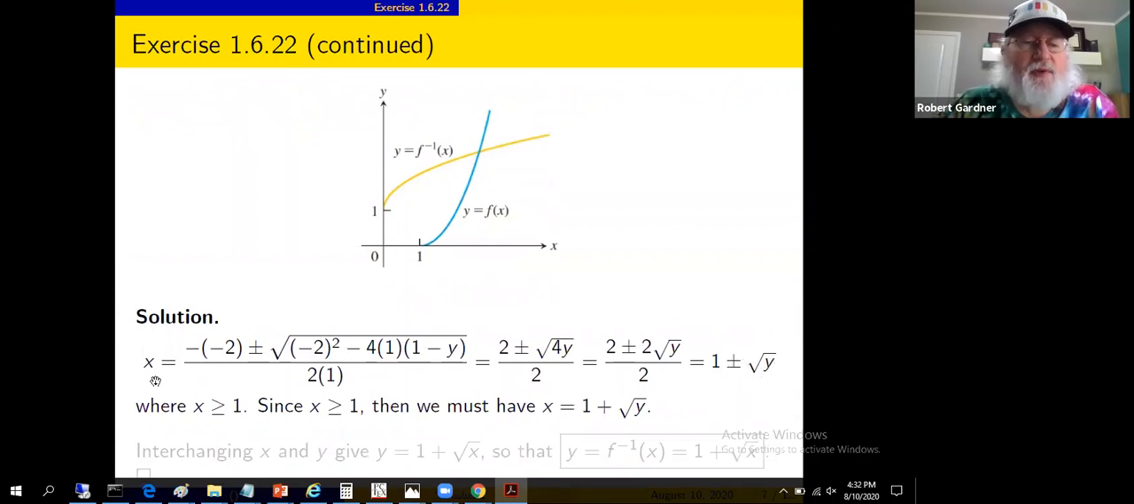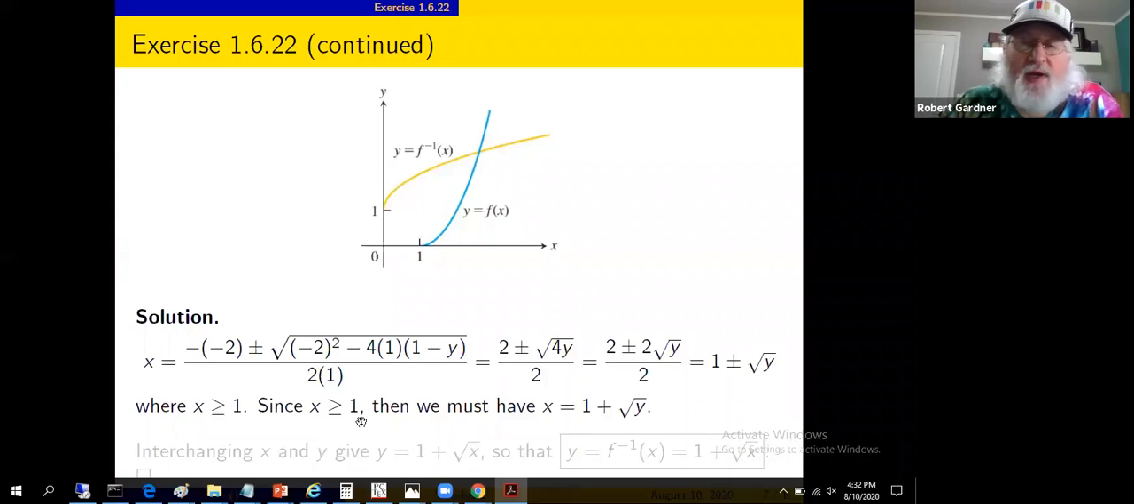Okay, so here's where we left off. We had x is 1 plus or minus the square root of y. But remember, x is greater than or equal to 1. So which are you going to choose, the positive or the negative? Oh, must be the positive. If I subtract the square root of y, remember square roots are non-negative, we'd be making something potentially smaller than 1.